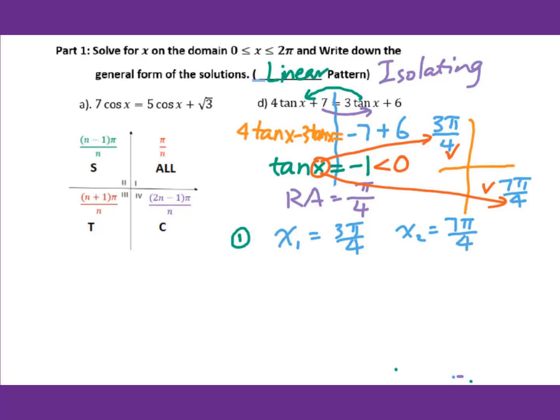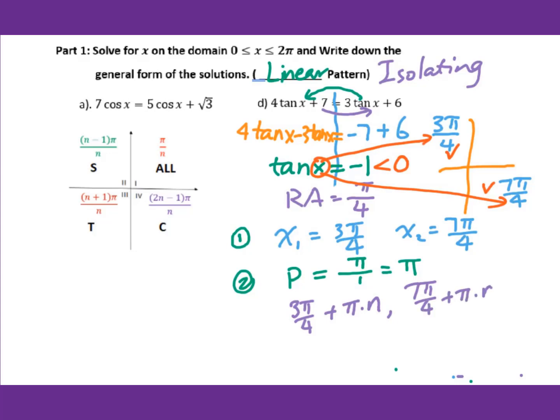General form, period equals pi over b, and b is 1, so we got pi. Since this is a tangent, period will be pi over b. Therefore, 3 pi over 4 plus pi times n, and 7 pi over 4 plus pi times n, and n is integers.